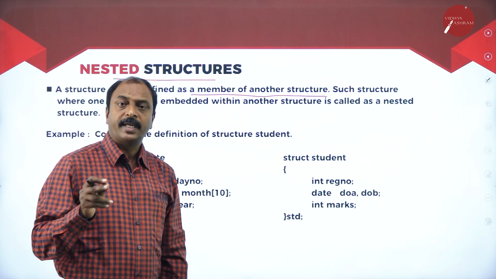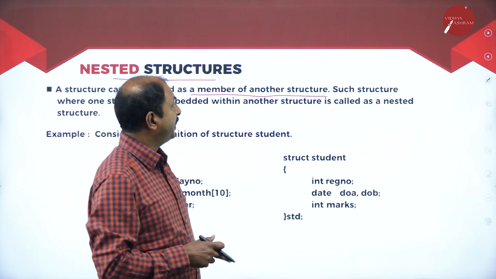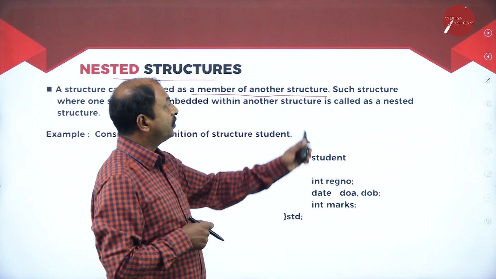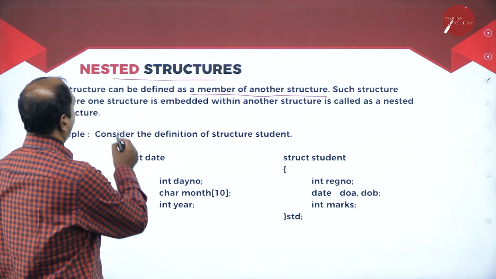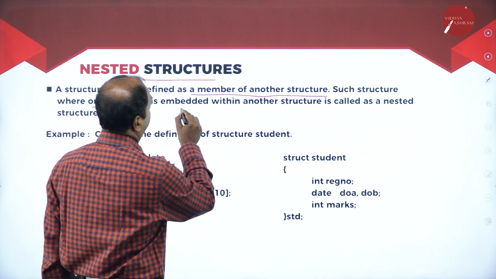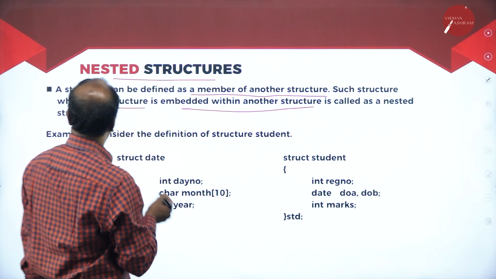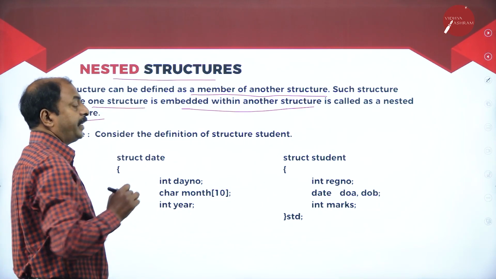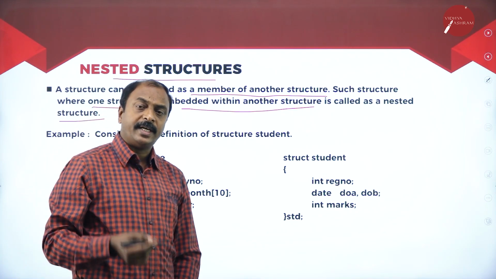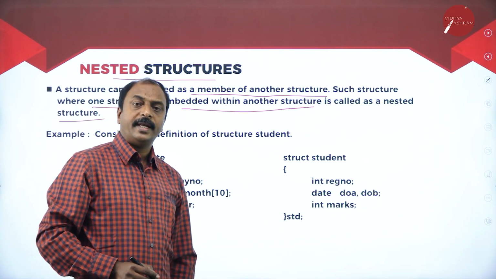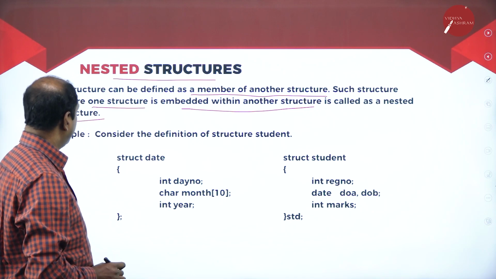One structure can be a member of another structure; this is called a nested structure. Such a structure, where one structure is embedded within another structure, is called a nested structure. It means one structure inside another structure is called a nested structure. Look at the example here.